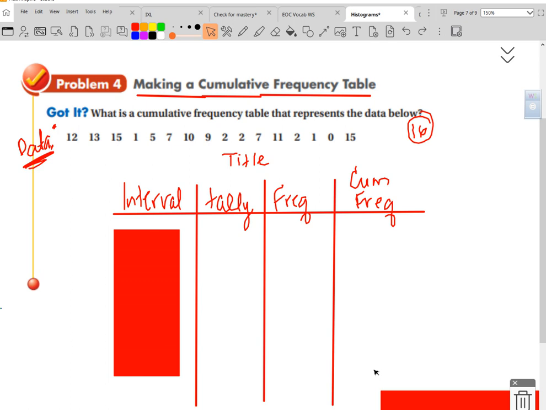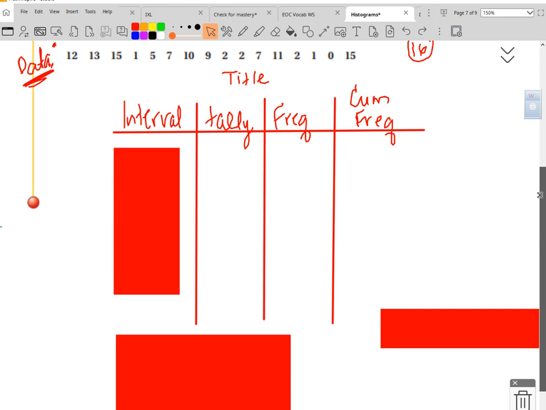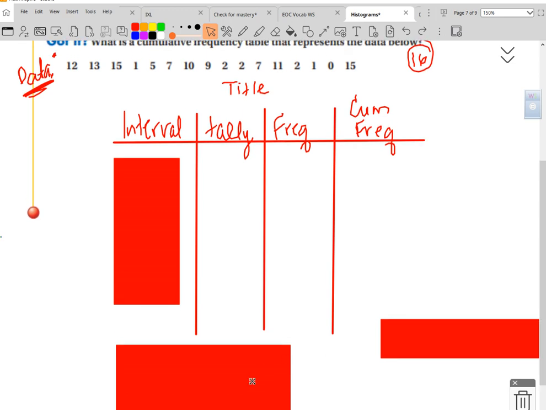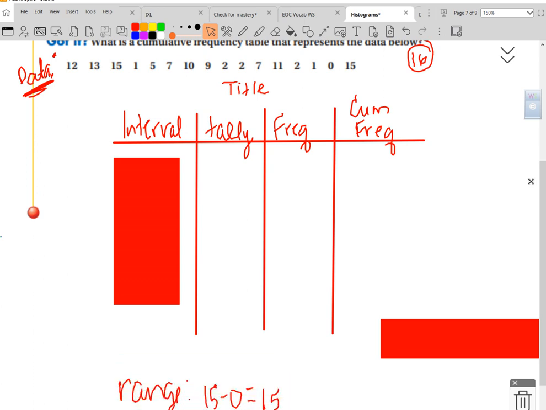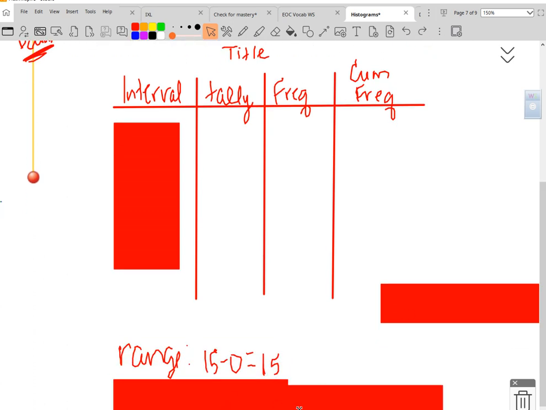There's one homework problem that does that. It tells you to create your frequency table or your histogram with intervals of 2. That means you have to have 2 units in each interval. But here, I'm going to use the range. One way to do it, similar to the way I talked to you about yesterday, is we're going to find the range, and that's 15 minus 0, because 15 is the greatest number in the set of data, and 0 is the smallest.